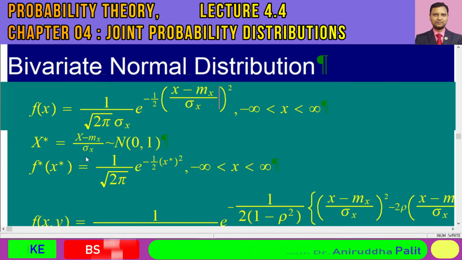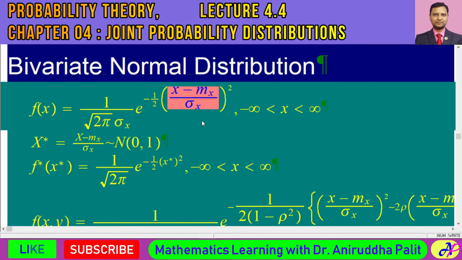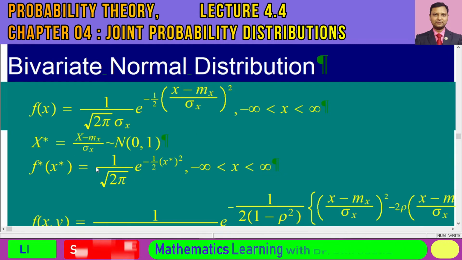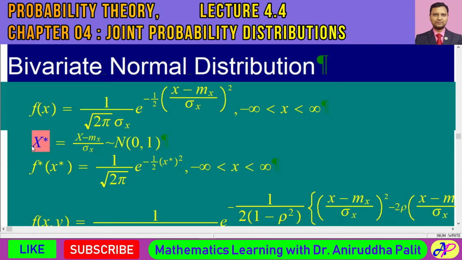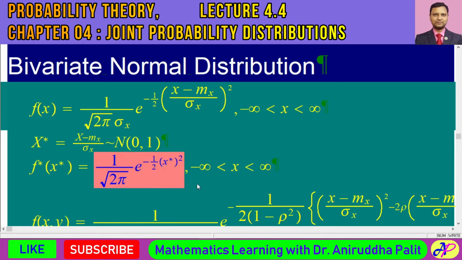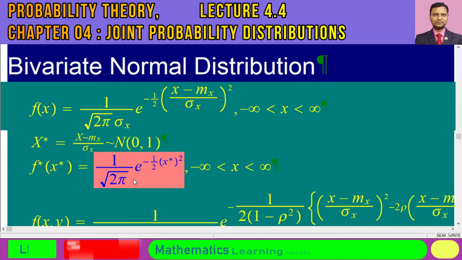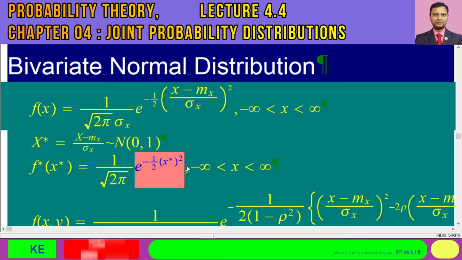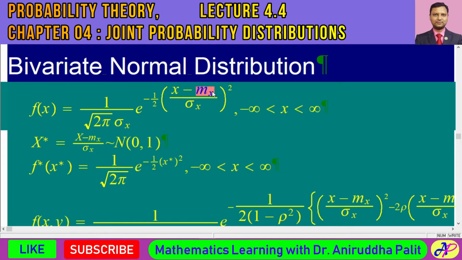And it can be proved that this expression, x minus mx divided by sigma x, follows a standard normal distribution. If we designate it by x star, then the corresponding density function would be 1 by root over twice pi, e to the power of minus half x star square, because in the case of standard normal distribution, sigma is equal to 1 and m is equal to 0.